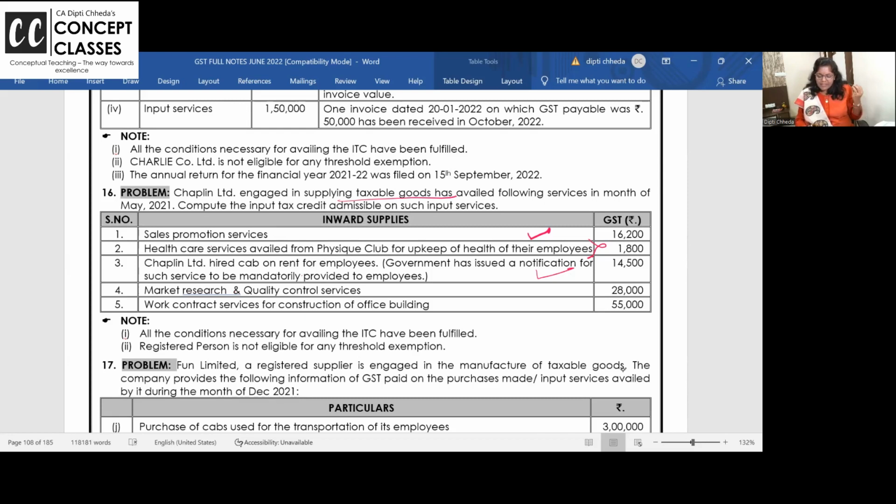Market research and quality control services are very well related to business. Yes. Works contract service for construction of office? No. Works contract in the same line? Allowed. Works contract for plant and machinery? Allowed. Works contract for क्या बताया था आपको थर्ड वाला? Plant and machinery allowed है, same allowed है, yeah, which is not capitalized in the books allowed. So this is for the construction, this is not allowed. So let us do the total. 16,200 plus 14,500 plus 28,000.